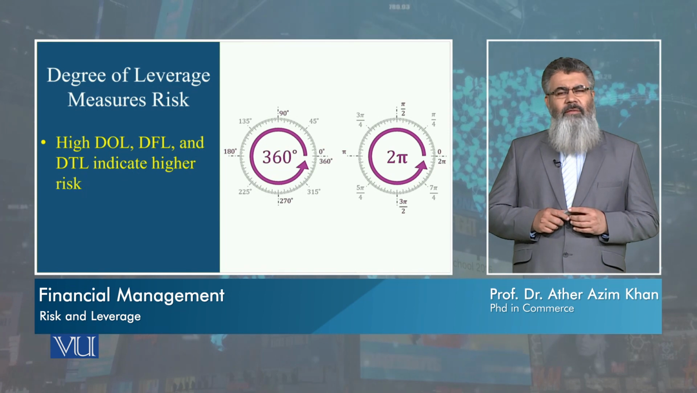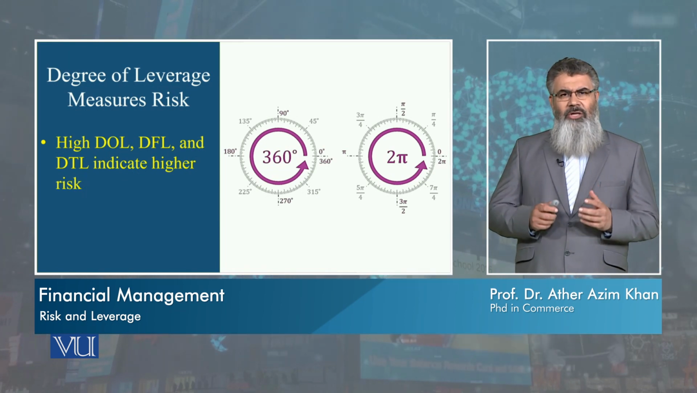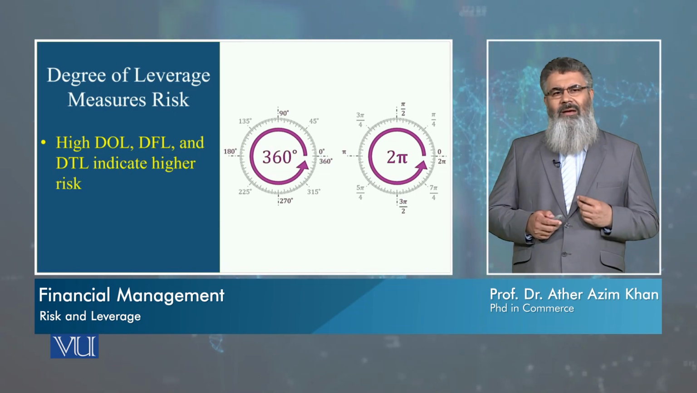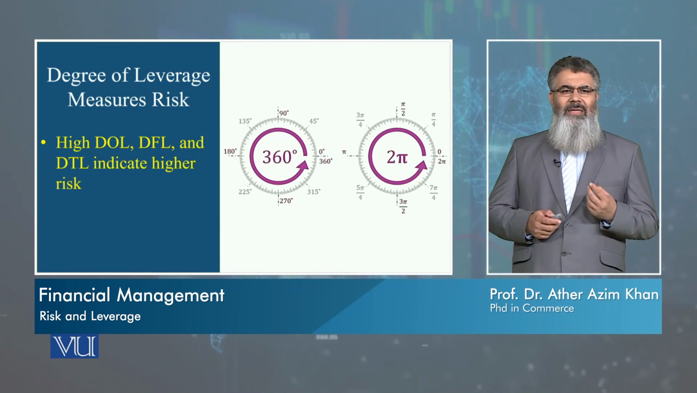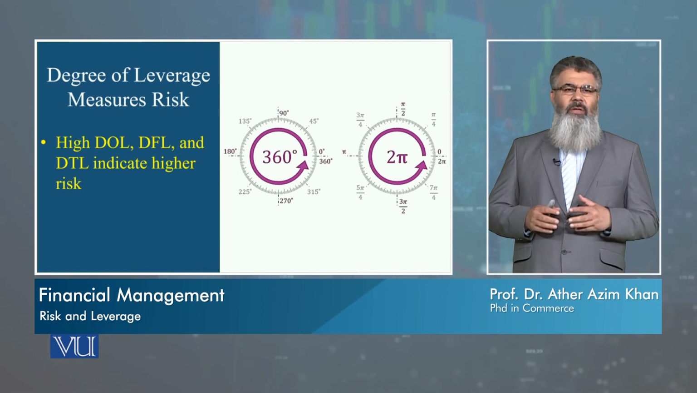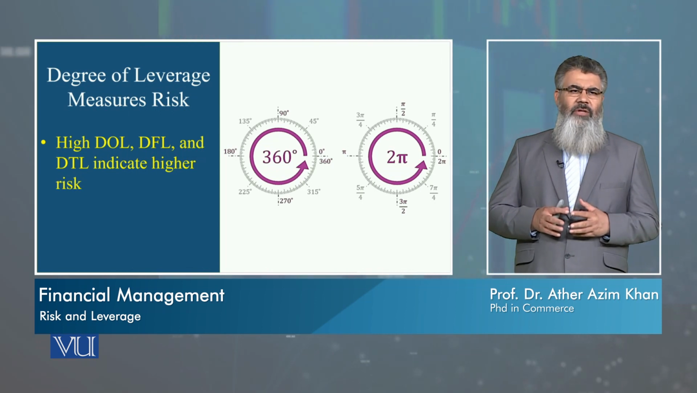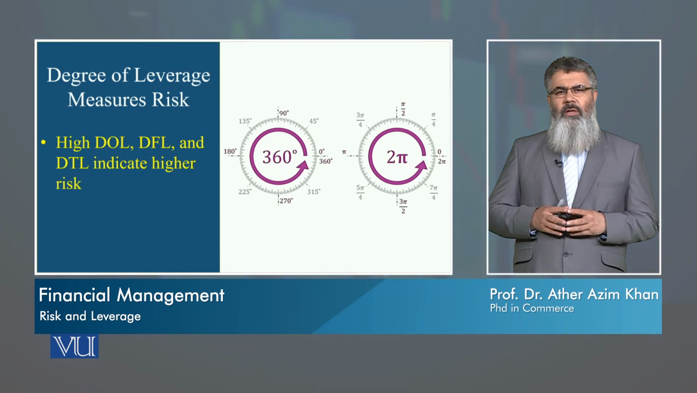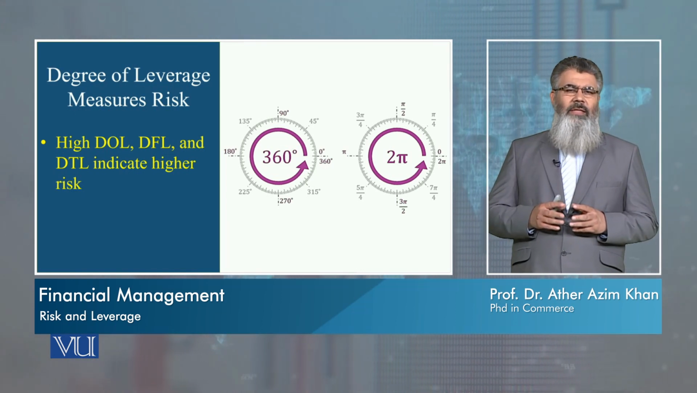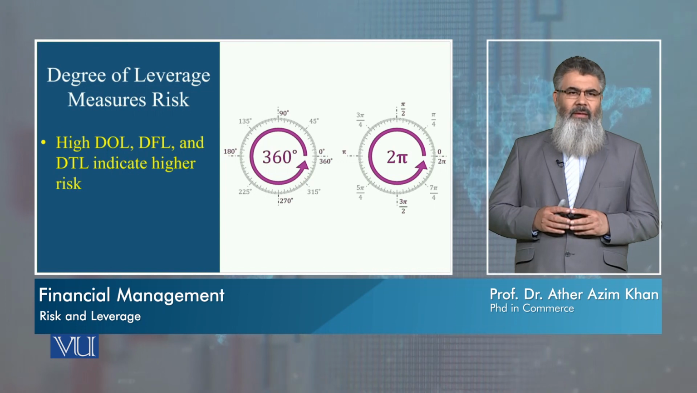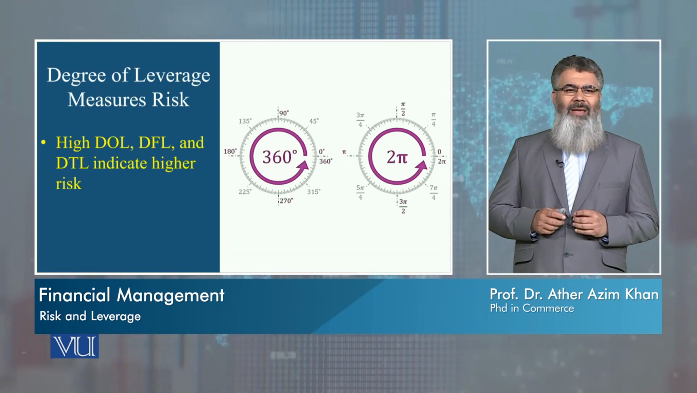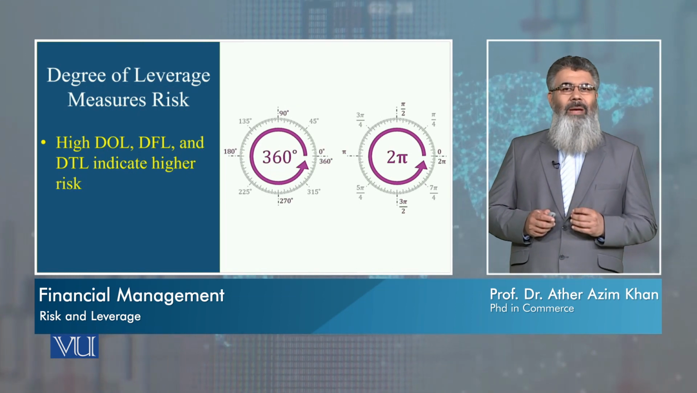Now, we have talked about the measurement method of leverages, and we have said that these are three, that is DOL, DFL and DTL: the degree of operating leverage, the degree of financial leverage, and the degree of total leverage. And one principle is true for all these three, and that is whenever degree of operating, financial or total leverage will be higher, the risk will be higher.